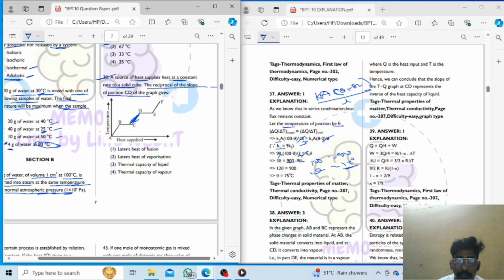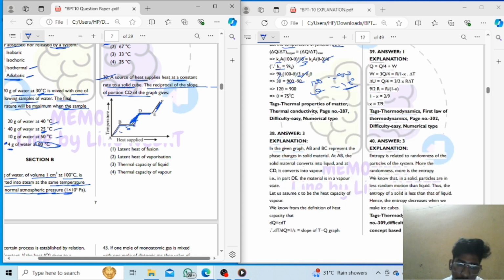This graph shows us this. This is our solid portion. This is our latent heat portion. This is our water portion, liquid portion. So this is our latent heat of vaporization. This is our vapor, water vapor. These four portions you already know. AB is the solid. This is latent heat of fusion. This is liquid. This is latent heat of vaporization. This is the gaseous portion.